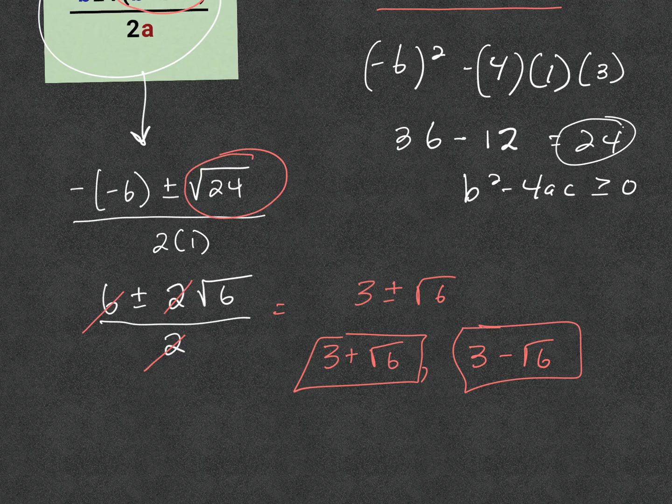Okay, so sometimes you get irrational answers. This is what they call an irrational answer. Why is it irrational? It's because you have a square root that's not a perfect square. Square root 6 is not a perfect square. Square root 9 is, square root 4 is, square root 25 is, but not square root 6.